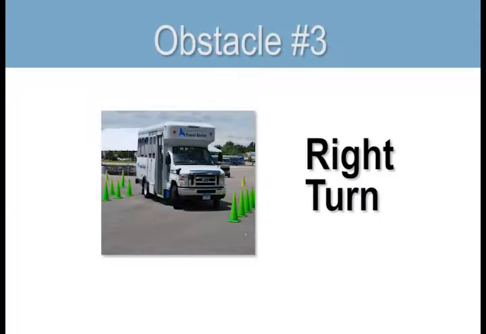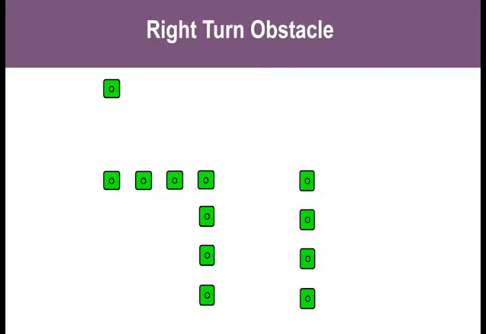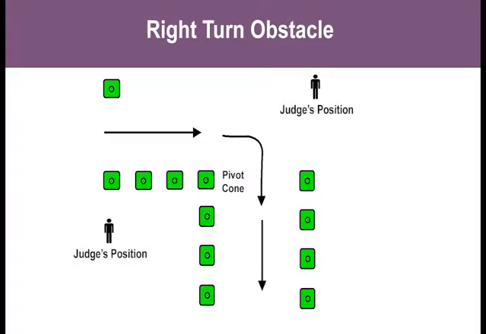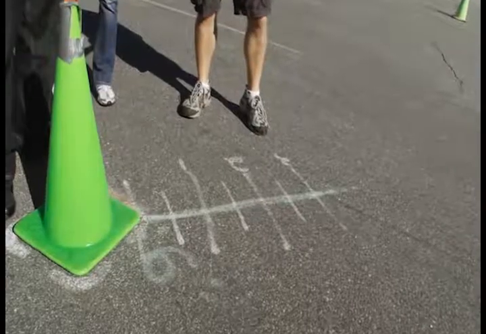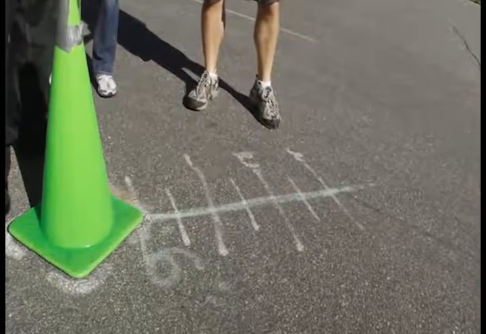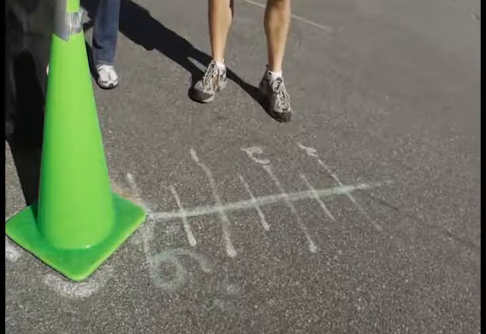We now come to the right turn obstacle. This is a test of the contestant's ability to maneuver a 90-degree right turn. The corner is designated with cones as well as a pivot cone. As part of the obstacle, the right tire of the vehicle must pass within 6 inches of the pivot cone. To measure this, a line is marked out 45 degrees from the pivot cone and divided into 6-inch segments.